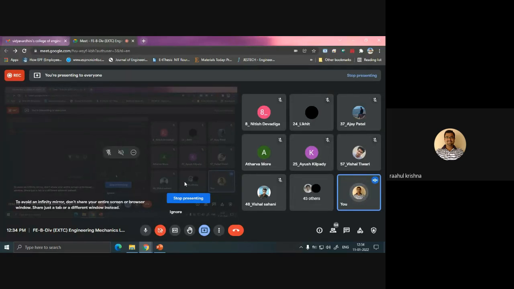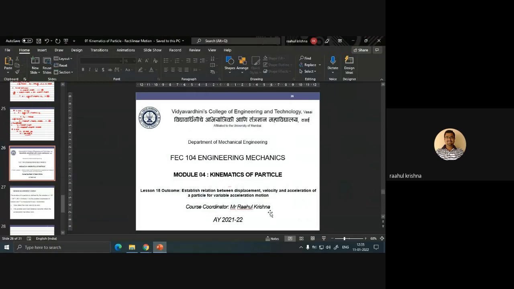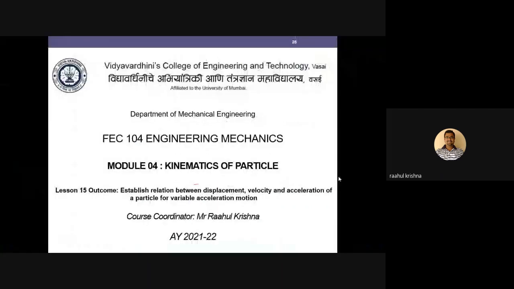Good afternoon, and we are joining back for the theory session right now. In our previous lecture session yesterday, we started with the topic of kinematics of particle, and we established the relations for the case of rectilinear motion. We solved some problems regarding variable acceleration. We'll be continuing the discussion today, taking a couple more problems about variable acceleration, and then proceeding to curvilinear motion.